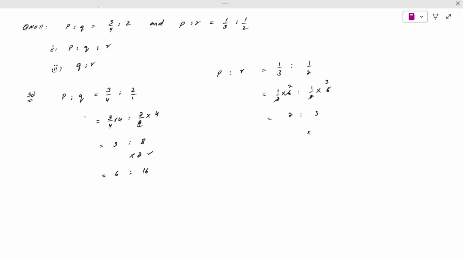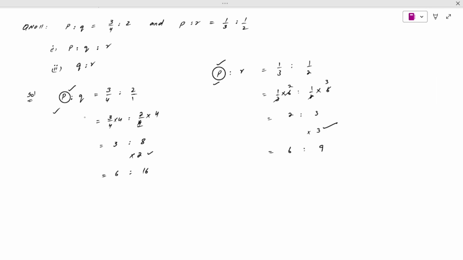Now here we multiply it by 3, because 3 twos are 6 ratio 3 threes are 9. The quantity P, which is common in these two ratios, should be the same to make a continued ratio, because Q and R are unique in these two ratios, but P is repeated in both. So the value of P should be the same. That's why here we have multiplied by 2 and here we have multiplied by 3.